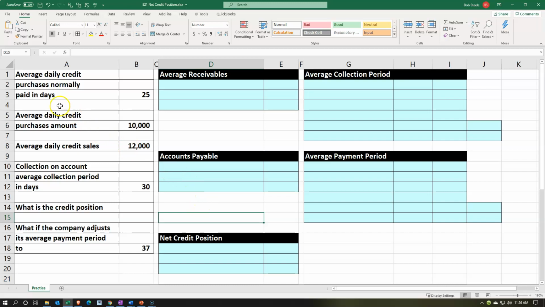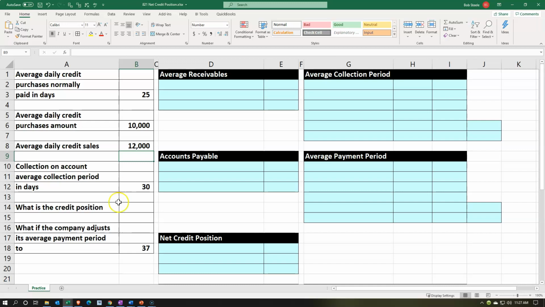So to do that, let's see what we have here. We got the average daily credit purchases normally paid in a day. That's going to be our average payment period, which is going to be 25. And then we have the average daily credit purchases amount, which is going to be the 10,000. Then we have the average daily credit sales. So these are the sales we make typically on credit. And then we have the collection on account, average collection period in days. That's going to be our average collection period.